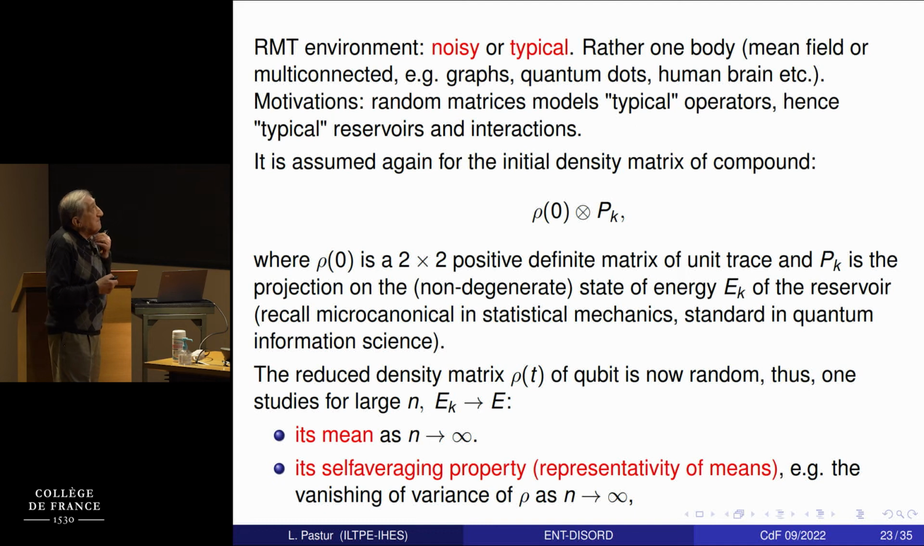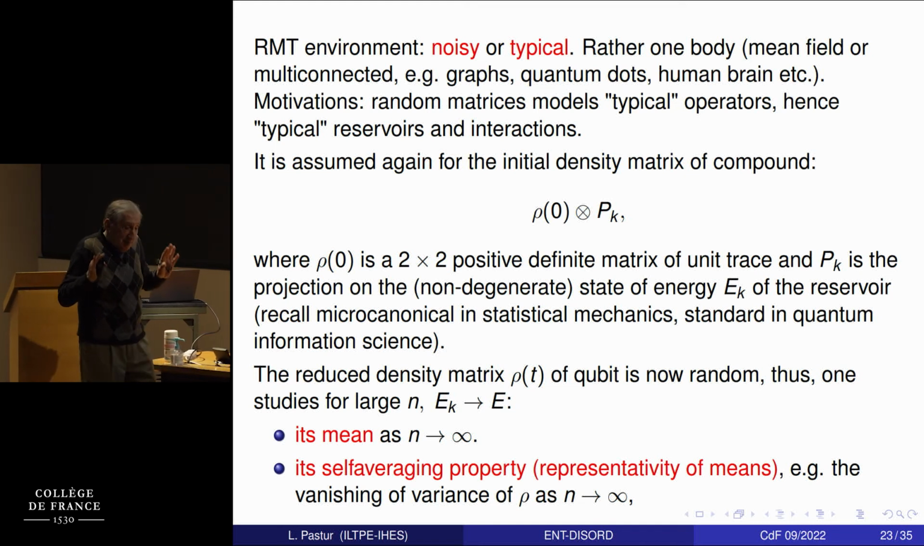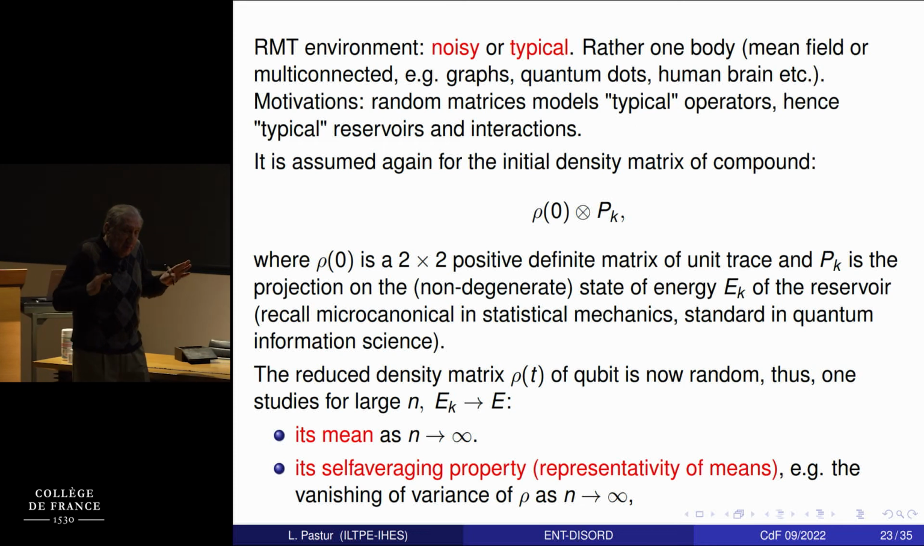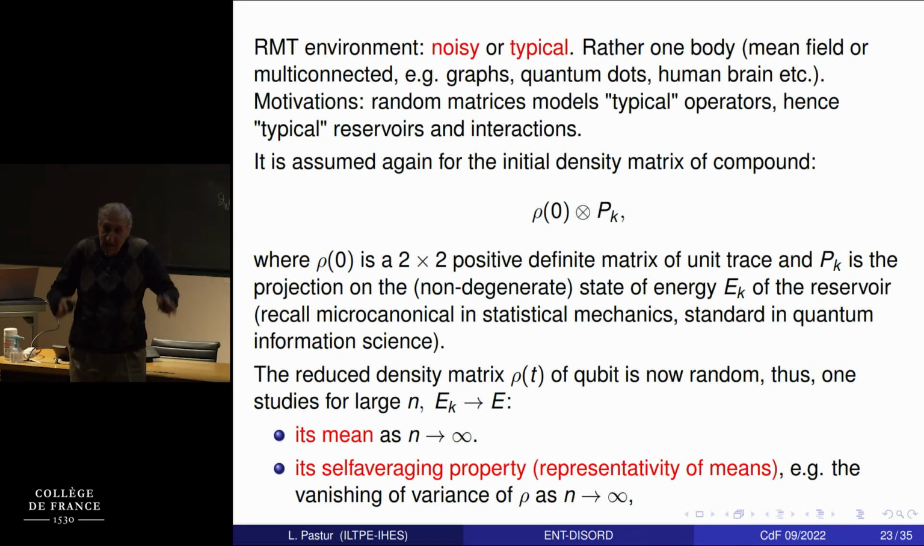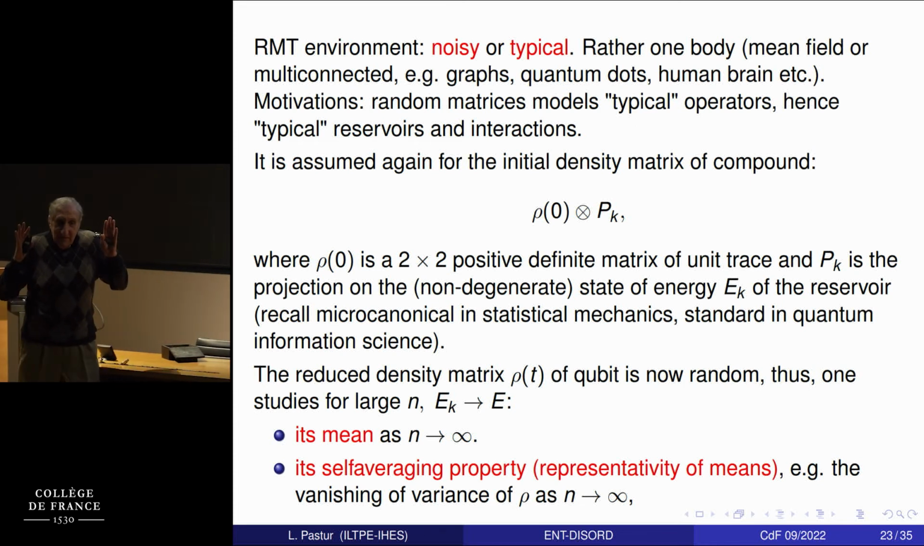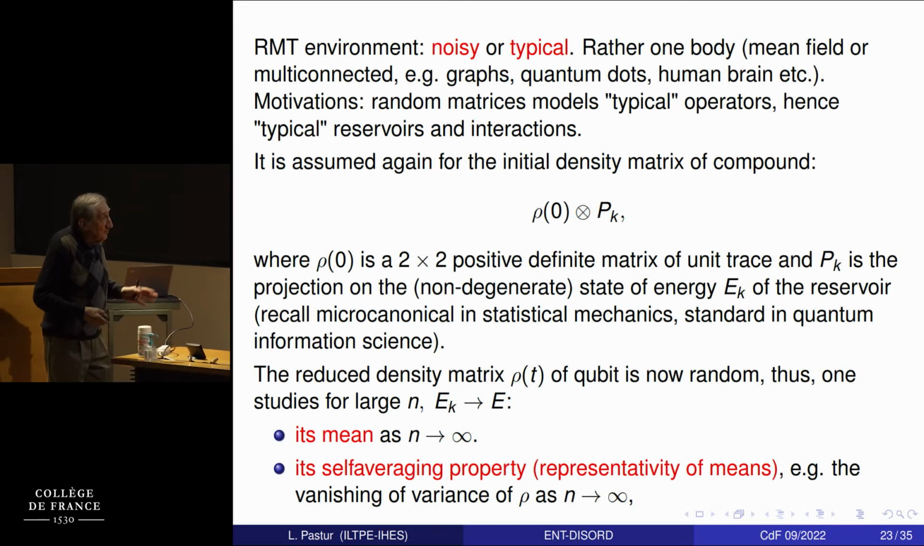We switch on the dynamics. And what is our goal? What do we have to study? Since again my Hamiltonian is random, the reduced density matrix is random, and the entanglement quantifiers are random. So what do we have to compute?